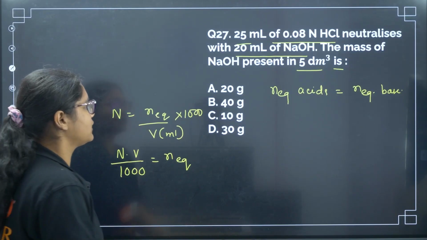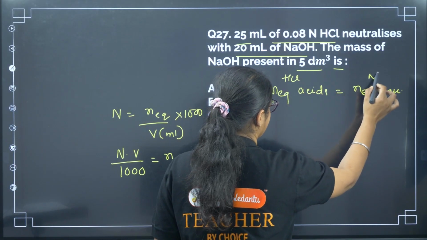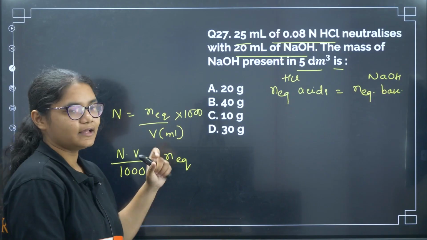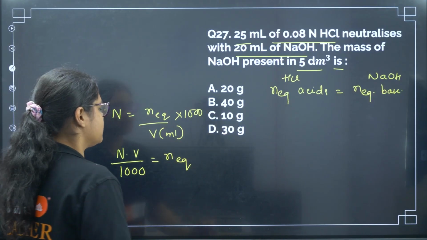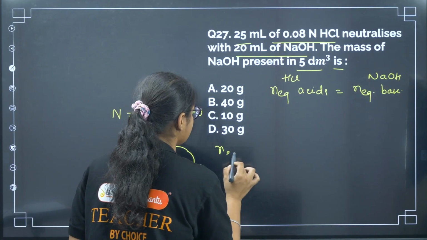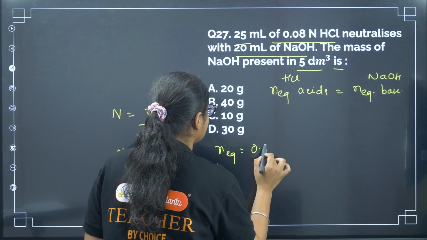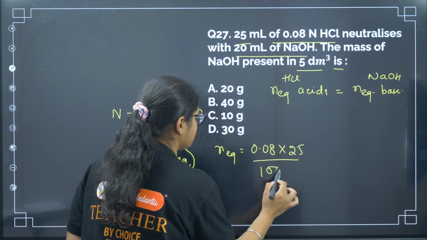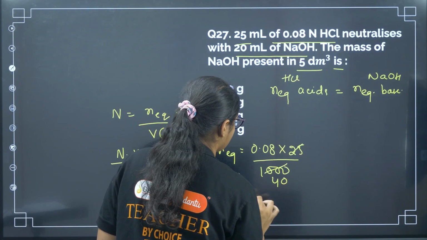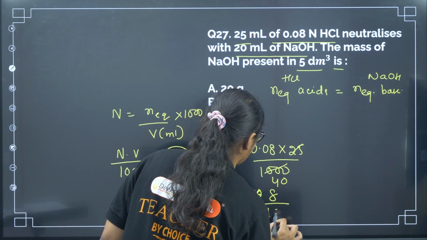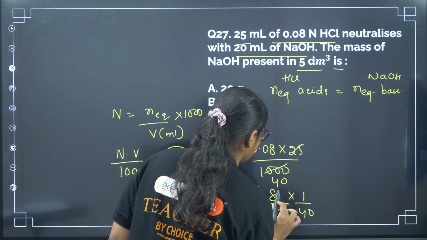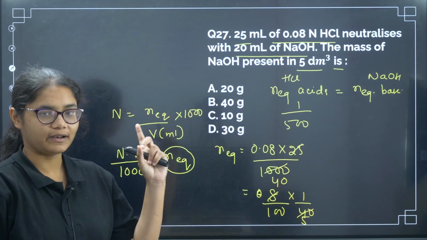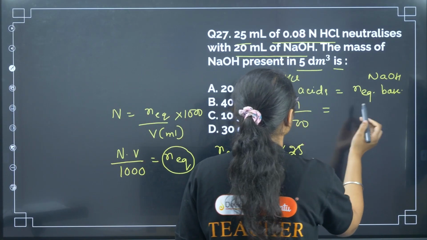Now for this one, the acid is HCl and the base is NaOH. Let us first find the number of equivalents of acid, and then calculate the number of equivalents of base. For the acid, normality is 0.08 and volume is 25, with 1000 in the denominator. So we will have 40 here, and this will be 1 by 500. This is the number of equivalents of acid, and it should be equal to the number of equivalents of base.